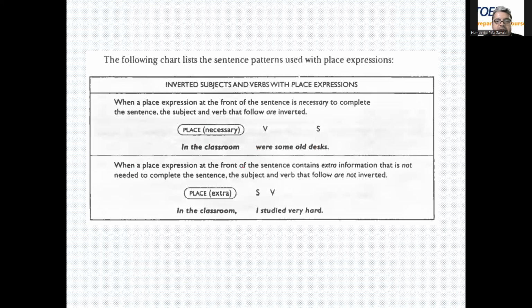So I need this to complete the idea: some old desks were in the classroom. When a place expression at the front of the sentence contains extra information that is not needed to complete the sentence, the subject and the verb that follow are not inverted. In the classroom, comma, I study very hard. I study very hard is a complete idea on its own. I don't need this. This is extra. But in the first example, I need that. Some old desks were, and I need to know where. In the classroom were some old desks.